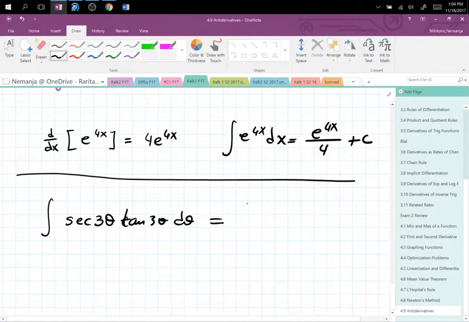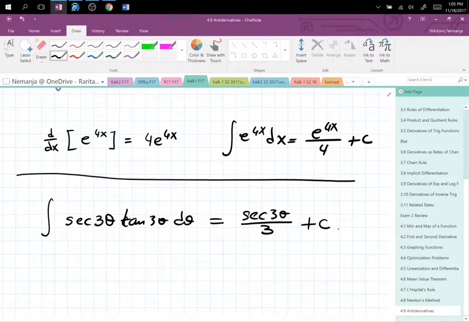Secant. So this has to be secant 3 theta, and by the formula we had up there, divided by 3. And now you have to think backwards. You ask yourselves, is this correct? Well, check procedure.